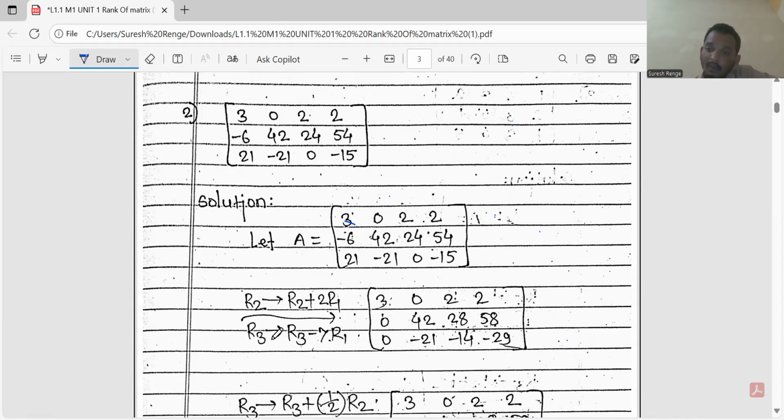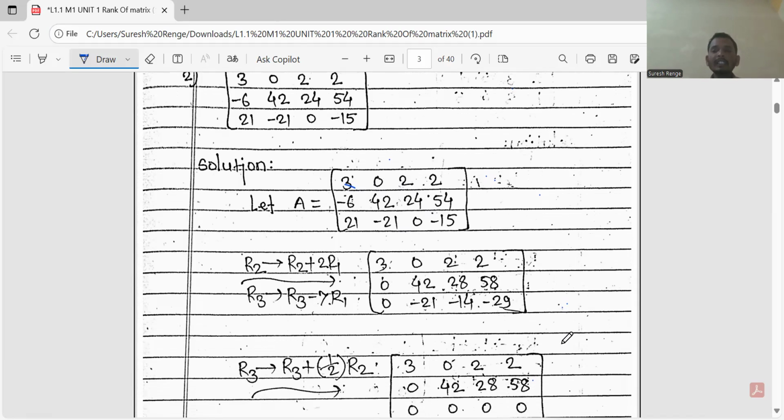Now, change in R3: we are applying the operation R3 minus 7 times R1. Now 21 minus 21 is equal to 0. Minus 21 plus 0 is equal to minus 21, sorry, here it is 0. Row number 3 is 0, minus 14 is equal to minus 14. Minus 15 minus 14 is equal to minus 29. This is row number 3.